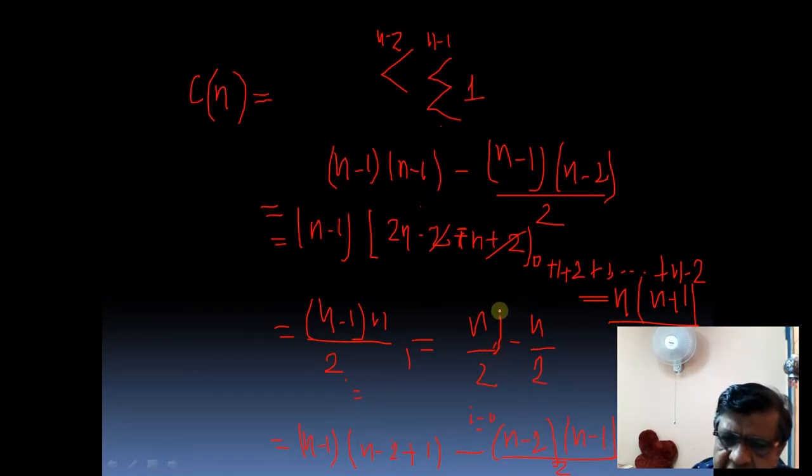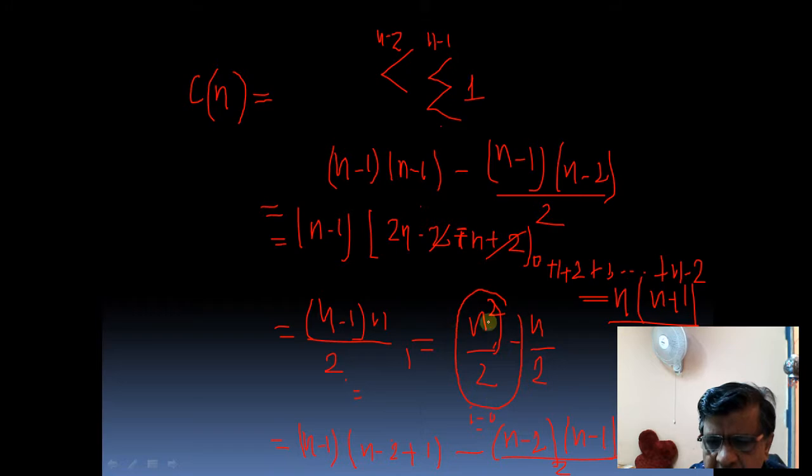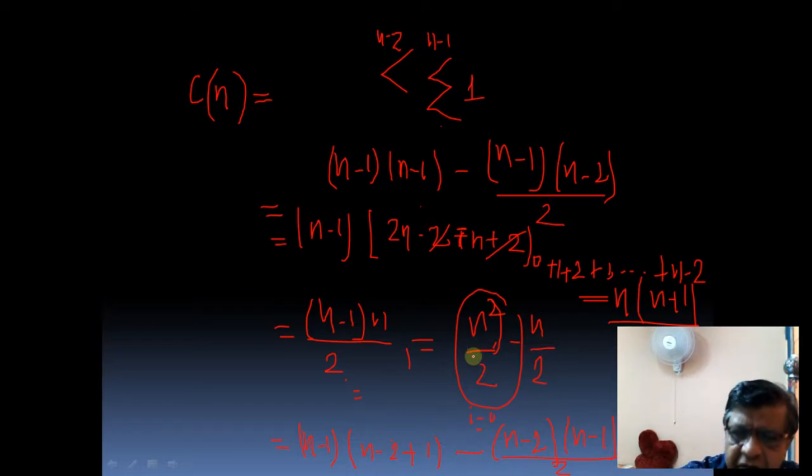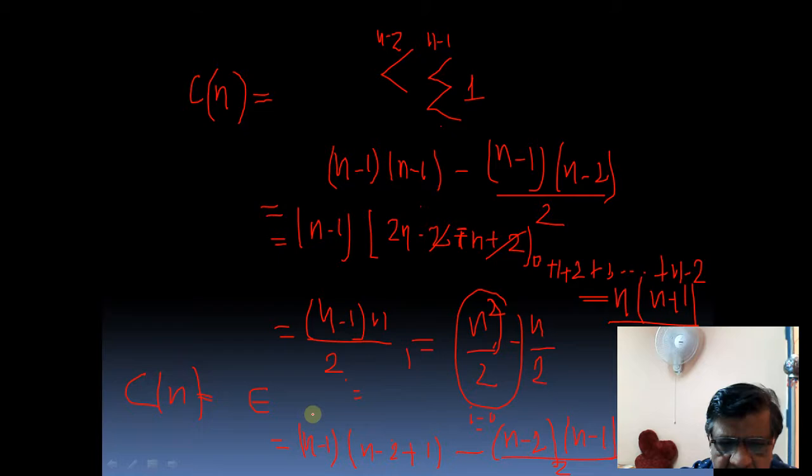Here the higher order term is n square by 2, or half into n square minus half into n. Multiplicative constants can be ignored because they will cancel away when you try to find the order of growth. Therefore, this algorithm belongs to the complexity class C of n belongs to big theta of n square.